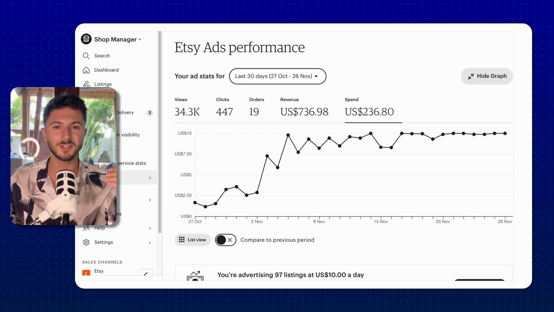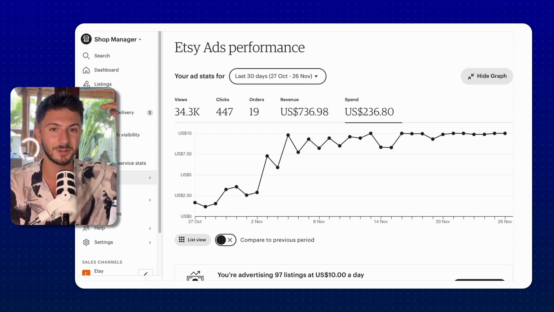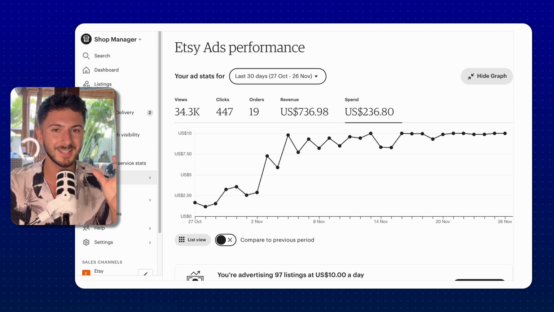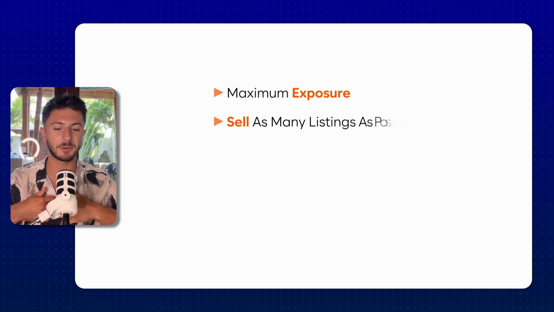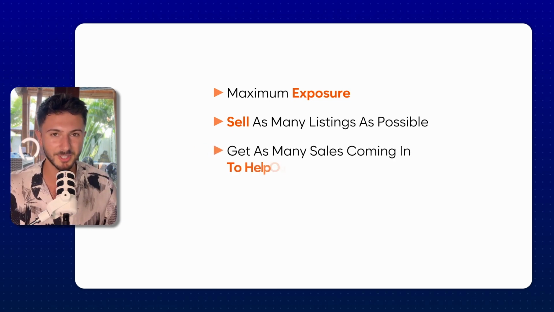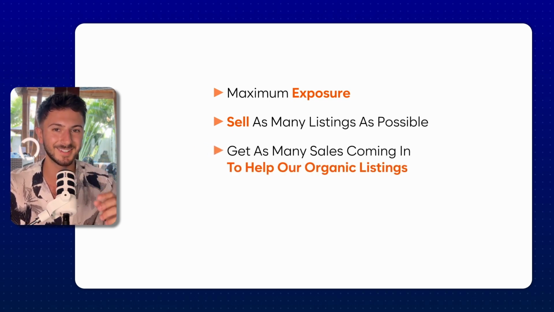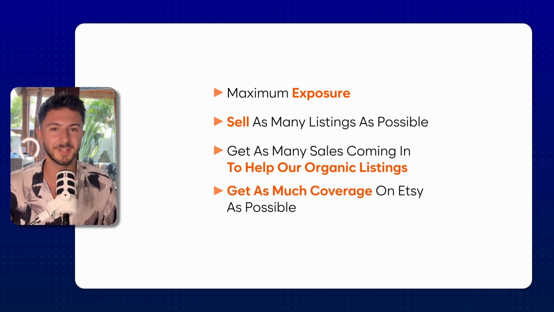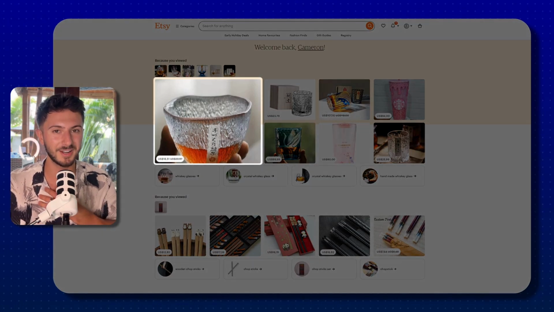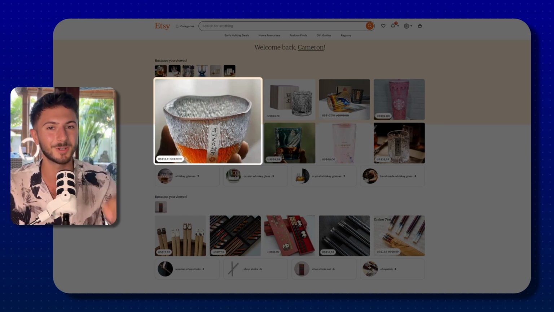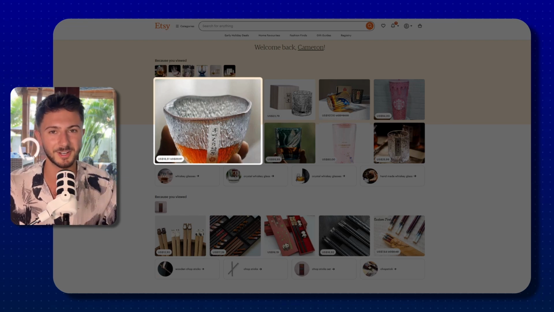The goal is to always try and spend as much budget and as much on advertising as we possibly can whilst maintaining profitability. So the goal here, we want maximum exposure. We want to sell as many of our listings as possible to get as many sales coming in, to also help our organic listings as well, remember. And we just want as much coverage on Etsy as we possibly can. Because again, remember, every spot on Etsy that we're filling up with our listings is one spot that our competitors are not filling up. It's our spot. So yeah, this is another big reason why the bigger we can go, obviously, the much better this is going to be for us. And so yeah, Etsy ads, it doesn't have to be complicated, guys.